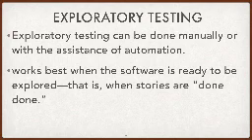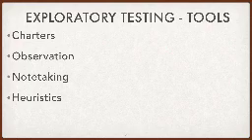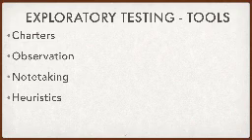Exploratory testing can be done manually or with the assistance of automation tools. This works best when the software is ready to be explored, that is, when the stories of all modules are done. Now there are four major tools for exploratory testing. The first one being charters, the next observation, the third one is note taking, and the fourth one is heuristics. In this session we will be looking at these four tools and how they operate and how they help us explore our production code.